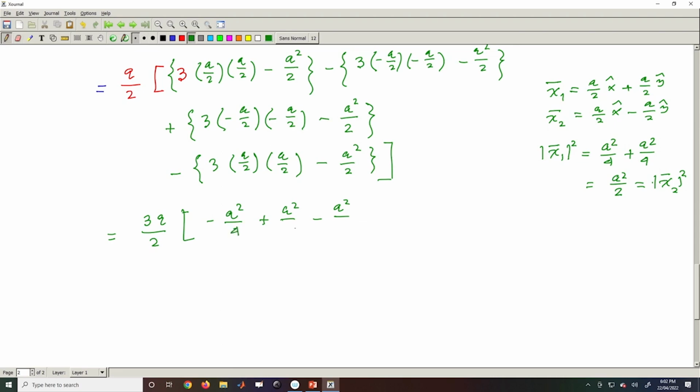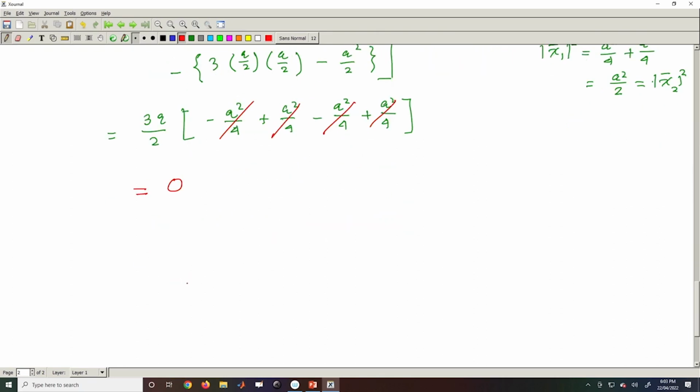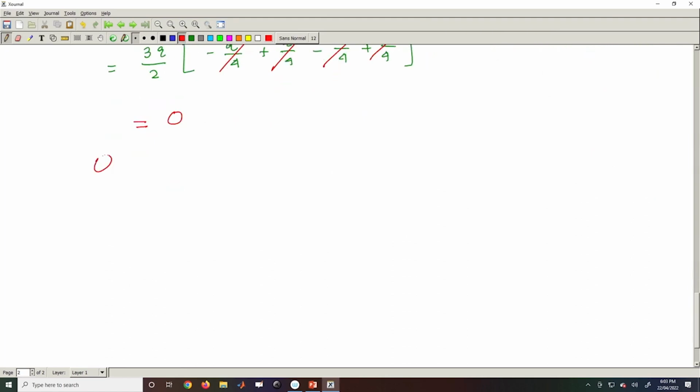So, this is 4, this is 4, this is 4, and I should have plus a square by 4. After doing all this calculation, we find that it seems to be cancelling, and I am having 0. So, what I get is q11 is 0. In a similar way, you will find q22 is equal to 0.